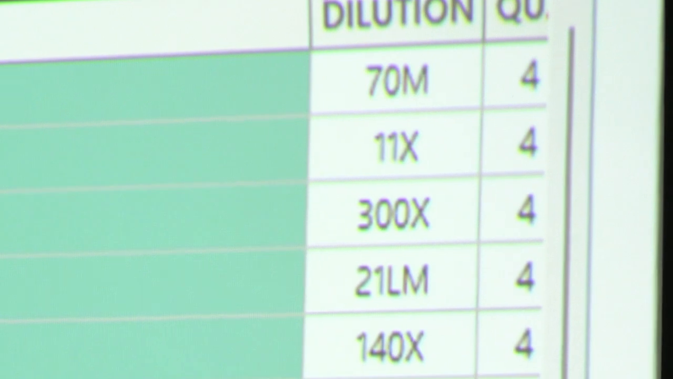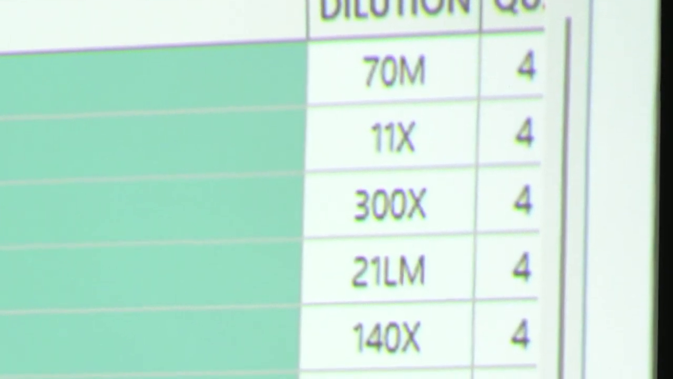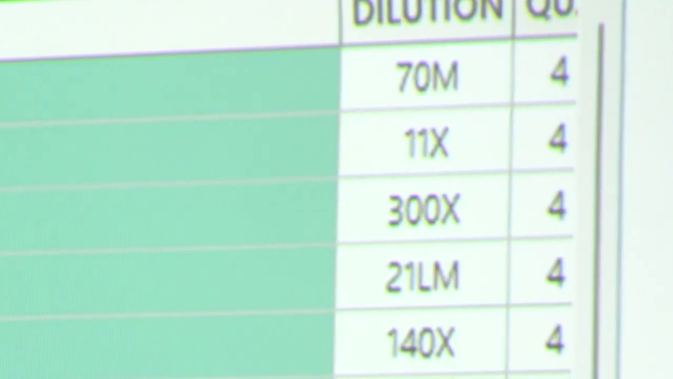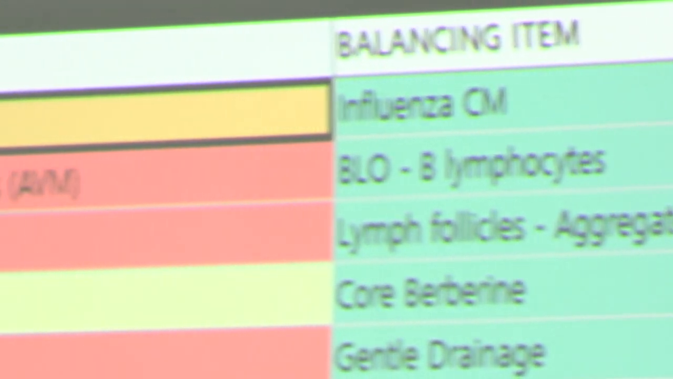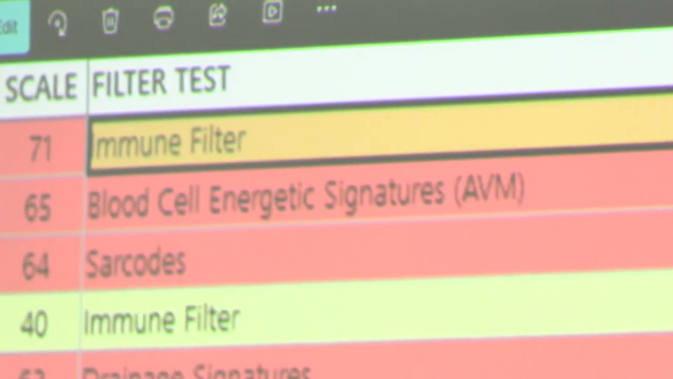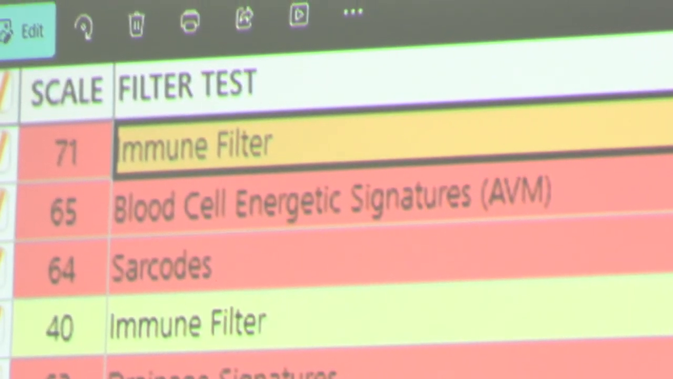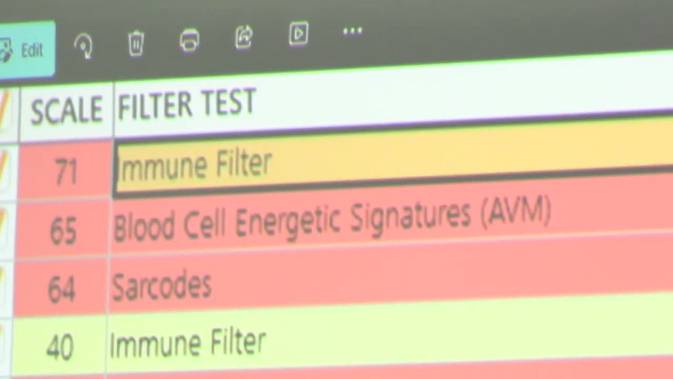Now, the next one down here is 11X. 11X means it's physical, it's active. Again, you may not be sick at the moment, but you may be heading there pretty quick. So an 11X on the flu, I would want to get after that. The 70M, we treat energetically.